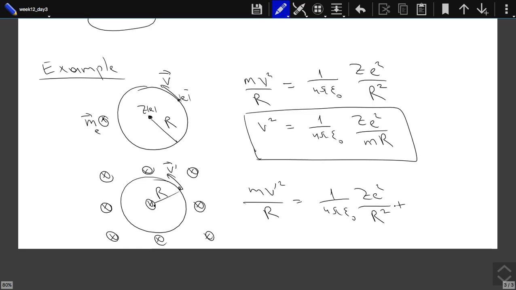V prime cross B is towards the nuclei, but this is an electron. The force is away from the nucleus because the charge is negative. Minus QV prime B. Why is there a minus?